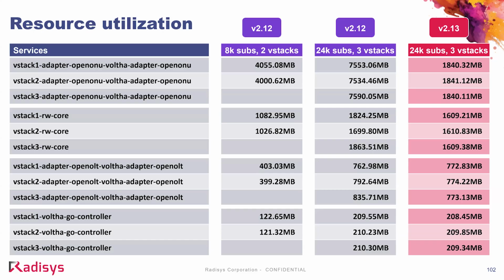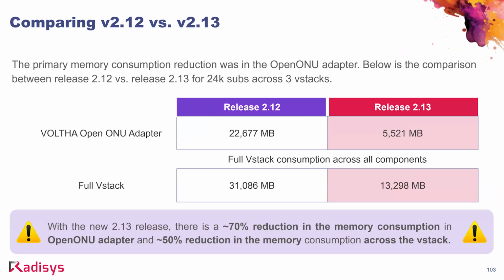And we did a bit in core as well. We did a bit in the vOLTHA adapter as well. The VGC, we didn't have to do anything, it was pretty efficient by itself. And going on, just to give a brief, we have 22 gigs against 5 gigs. And this is what we were able to pull off.